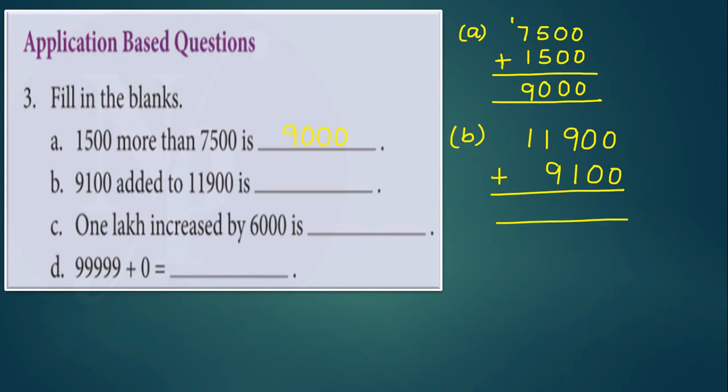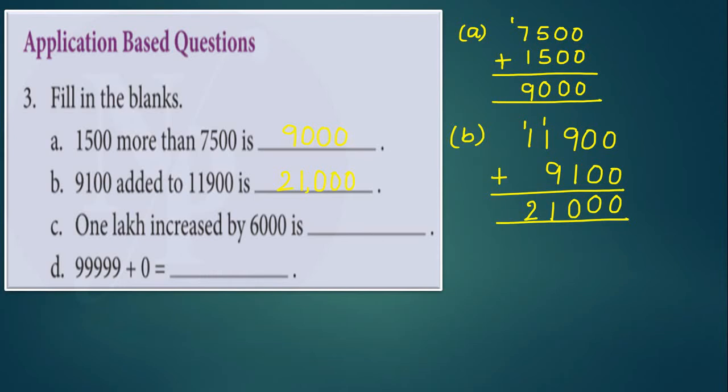Add these numbers. 0 plus 0 is 0. Again 0 plus 0 is 0. 9 plus 1 is 10. 0 is written here. 1 is carried forward. 1 plus 1 is 2 and 9 plus 2 is 11. 1 is carried forward and 1 plus 1 is 2. 21,000. So you should write 21,000 in this blank.